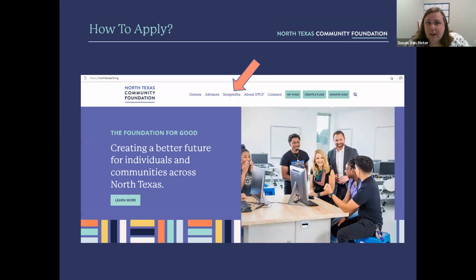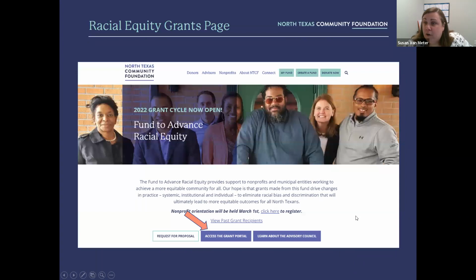Now the good stuff, how do you apply for a FAIR grant? So when you go to our website for North Texas Community Foundation, you're going to come to this first page and you're going to hover over the word nonprofit up here. And there's going to be a box that pops down of selections that you're going to be able to choose from. And you're going to look for the word racial equity. Click on racial equity, and that's going to bring you to our racial equity grants page.